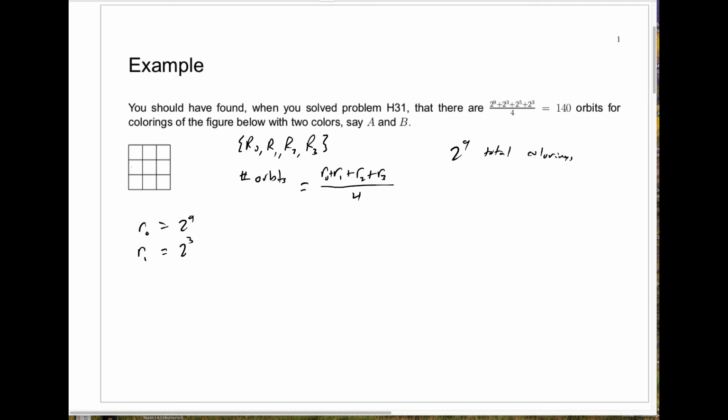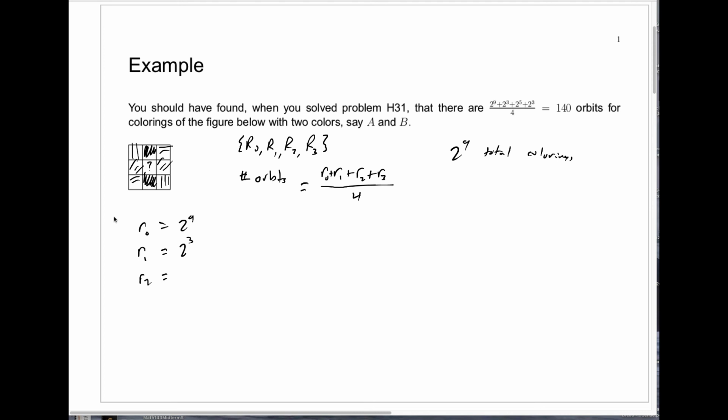Now, how will we compute R2? Well, if we want a coloring that's fixed under R2, R2 is just a rotation by 180 degrees. We need whatever color is here, when I rotate by 180 degrees, to be the same as the color that's here. Whatever color is here has to be the same as the color that's here. Whatever color is here has to be the same as the color that's here. Whatever color is here has to be the same as the color that's here, and we can have either color in the middle.